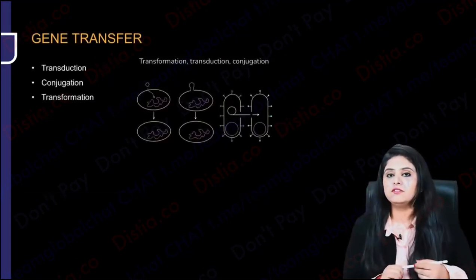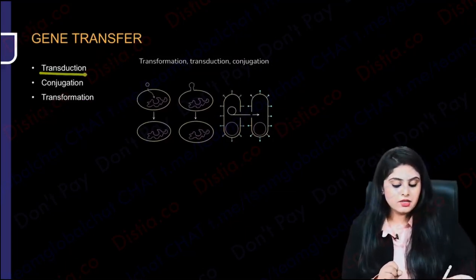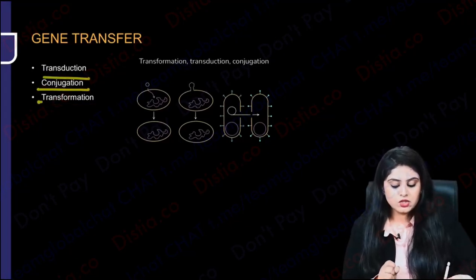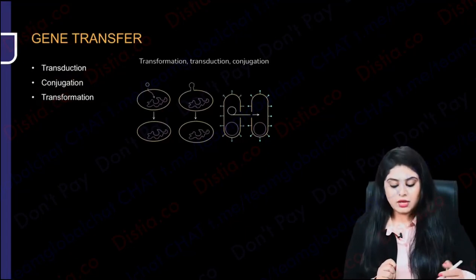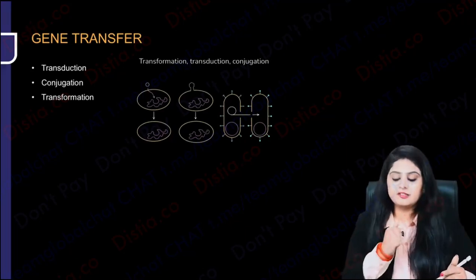That is gene transfer. How does one bacteria transfer material to another bacteria? There are three methods that you have to study. One is transduction, one is conjugation, and one is transformation. So I can see three very important diagrams over here which can explain this concept to you in a second.